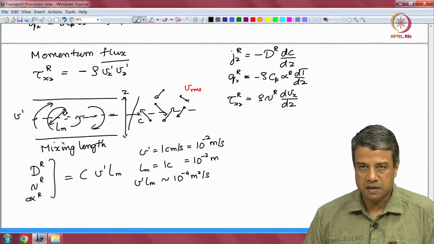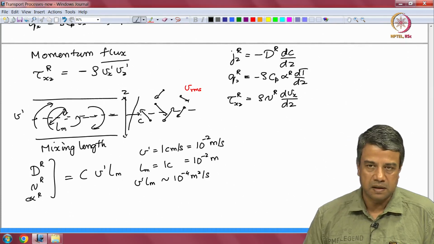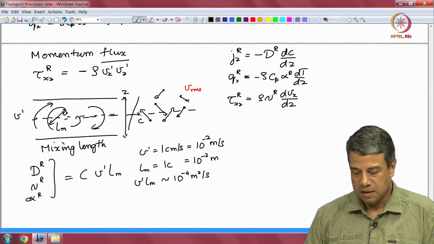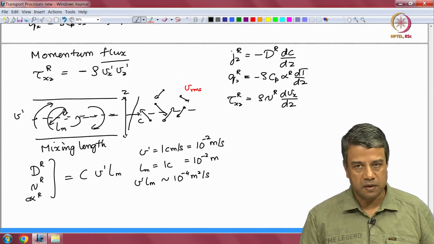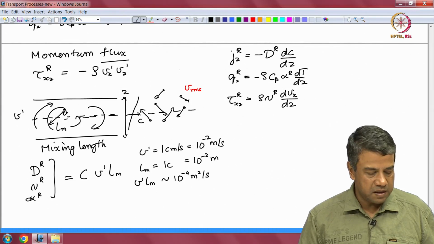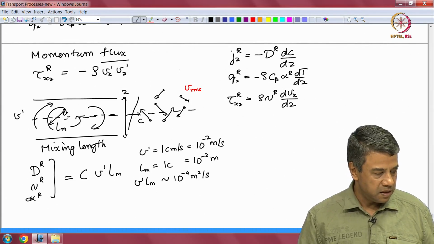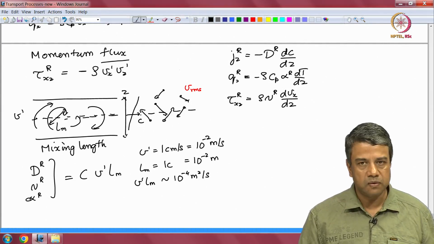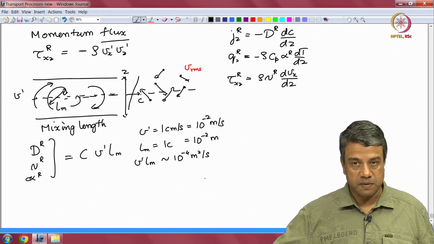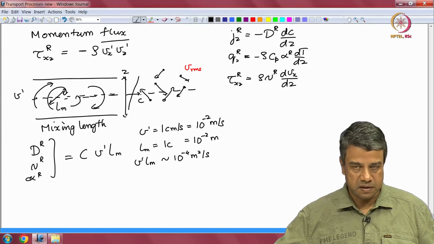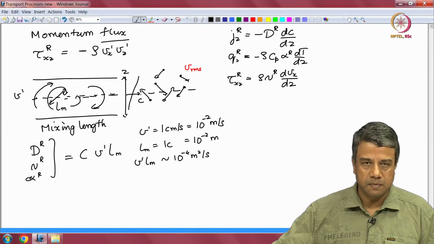You could even get much larger sizes. 1 meter a second fluctuations are known in practical applications. And because of this, these dispersion coefficients are actually much larger than molecular diffusion coefficients. And these form the primary mechanism of transport in turbulent flows. Okay. In turbulent flows, the transport is not due to the molecular diffusion, but rather due to dispersion, due to the fluid velocity fluctuations. So, that is a discussion on turbulent dispersion.